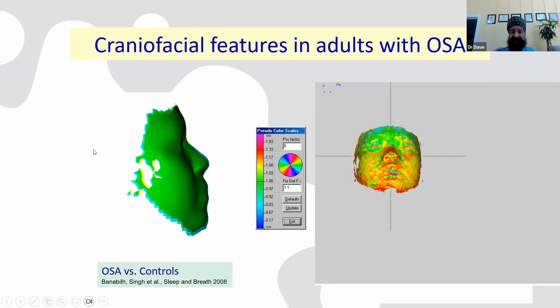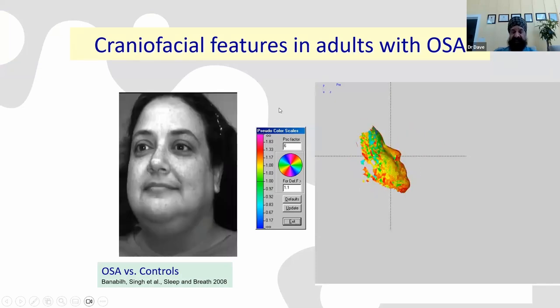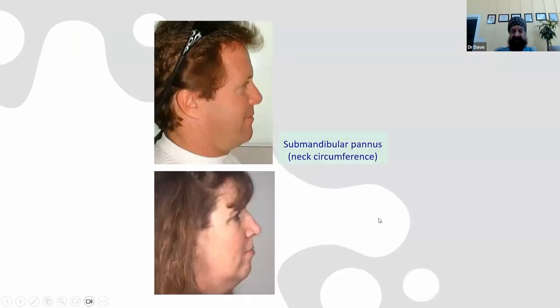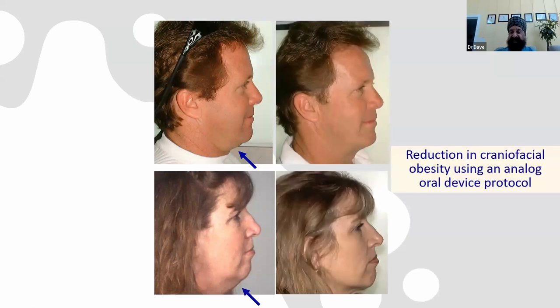The patients with OSA had increased facial volume, specifically localized underneath the chin in that submental region. You see the dull chin appearance here. And you can see here it's described as the neck circumference clinically. It's a submandibular pannus, this kind of tissue that's been deposited around and underneath the chin. The interesting thing here is that these cases were treated non-surgically using a craniofacial device, and there seems to be some improvement in the craniofacial obesity.